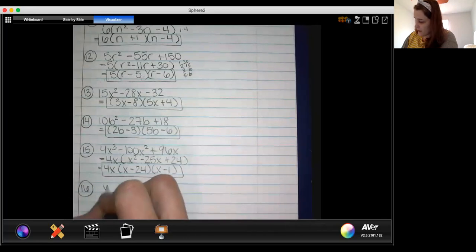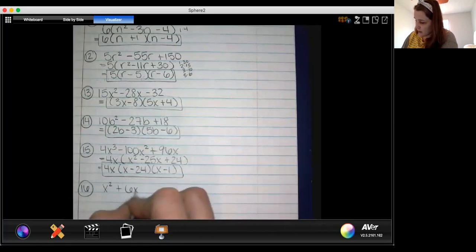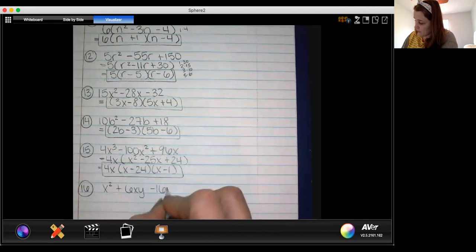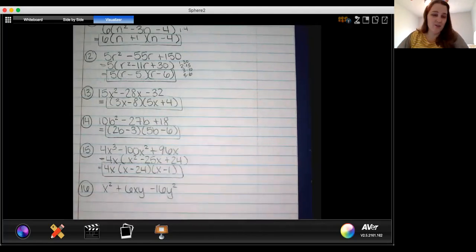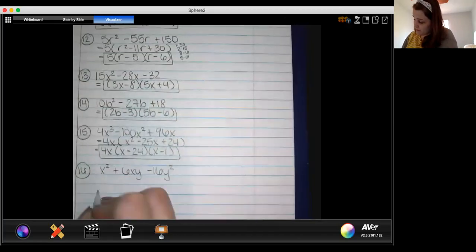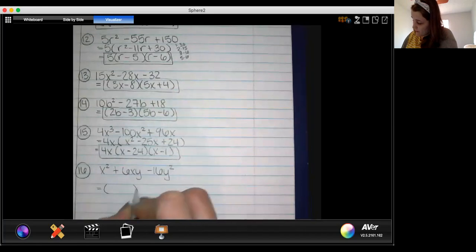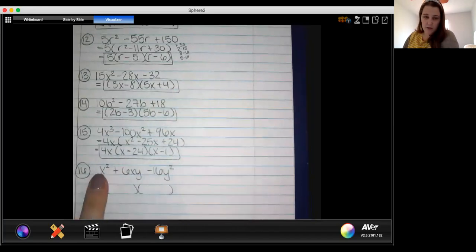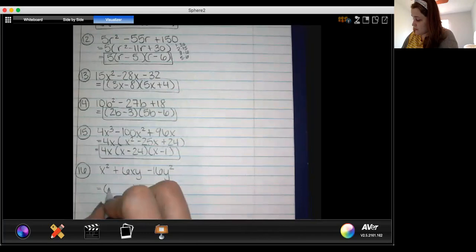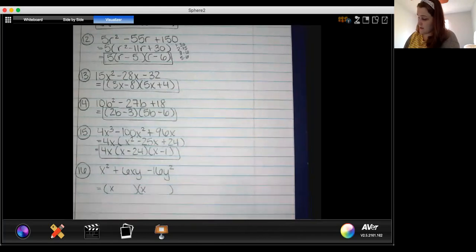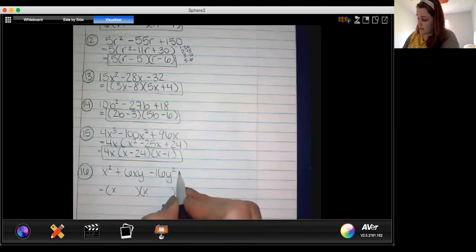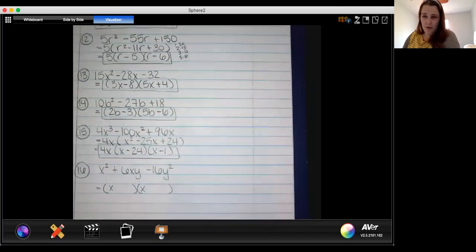One more here. X squared plus 6xy minus 16y squared. Okay, as you notice, there's two different variables, meaning we're going to have to incorporate both variables in my binomials. Let's work with the first term, x squared. Well, we know x squared should be split as x and x. Now, for negative 16y squared, obviously I'm going to have to get a y value in there, right?